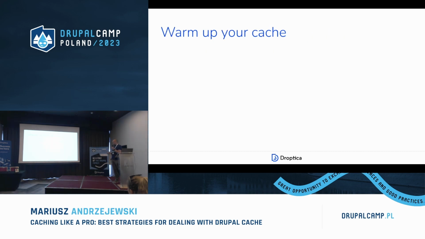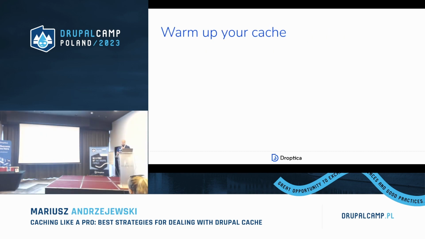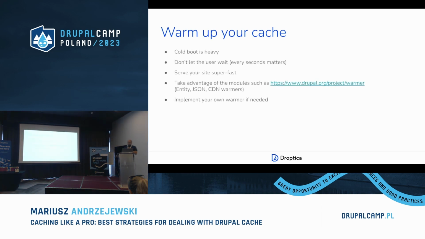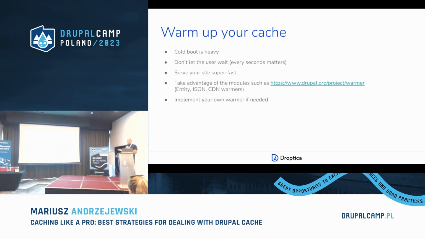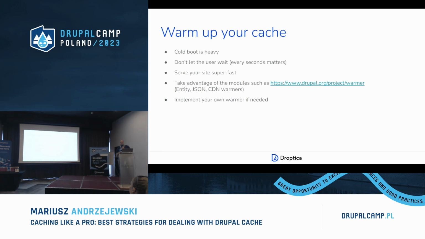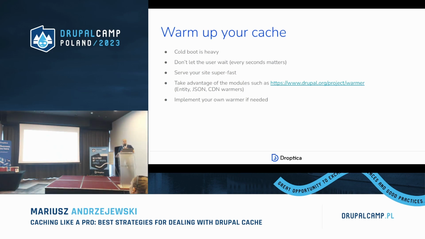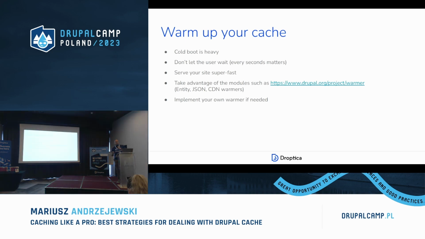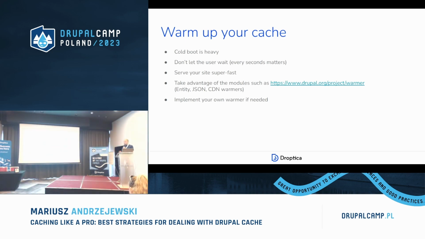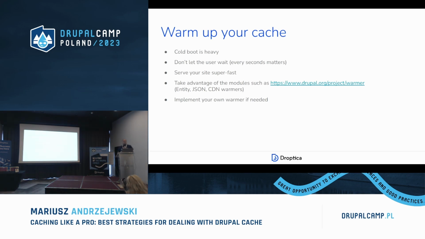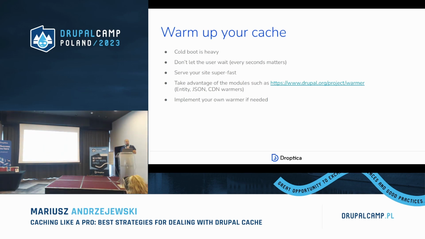That's it for the hook, but we can also take advantage of modules such as Warmer. This is a very good module that allows us to warm up the cache. So it is basically rebuilding, on the server side, all of the caching, for example for the entities, right after we clear the cache.